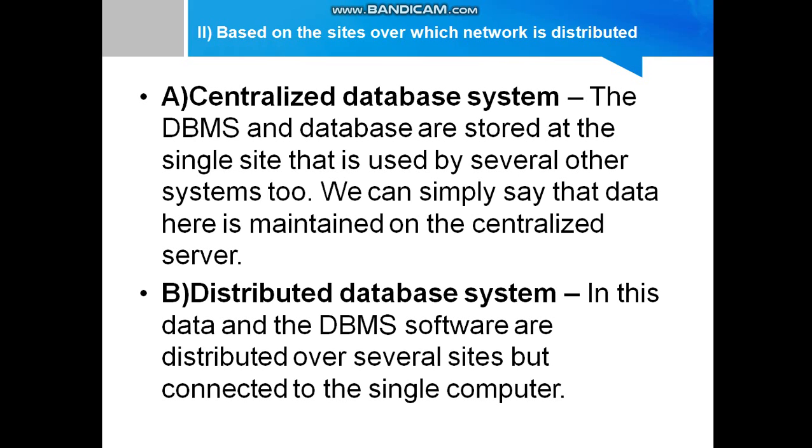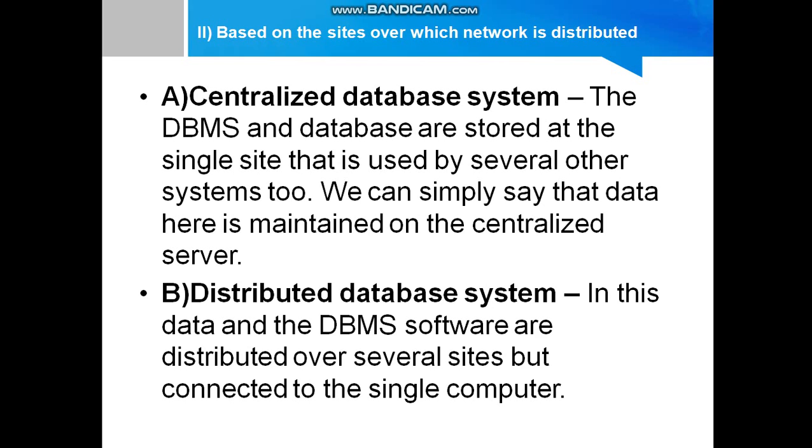Next one is the classification based on the sites over which the network is used. It can be divided into two categories, centralized database system and distributed database system. In a centralized system, the DBMS and database are stored at a single site that is used by several other systems too. You can simply say that the data here is maintained on a centralized server. The data is stored at a single point, which is called a centralized database system.